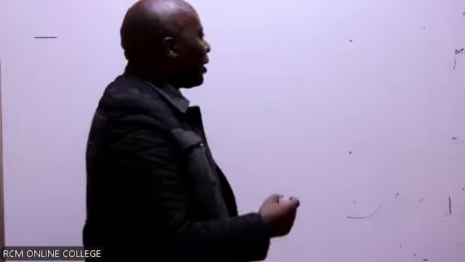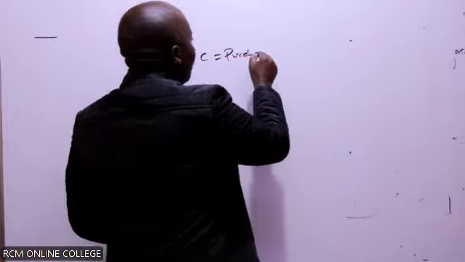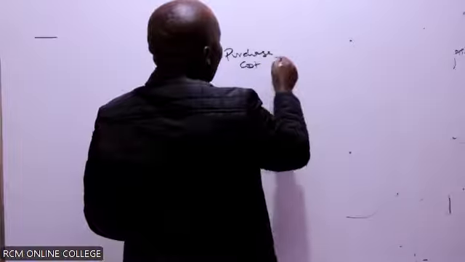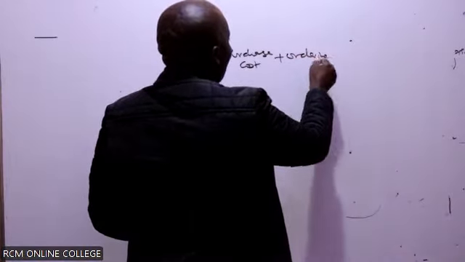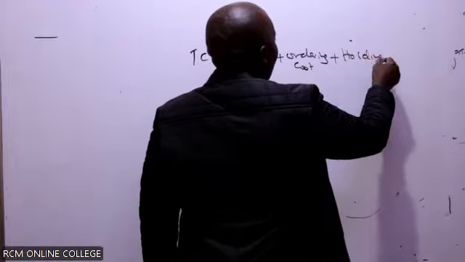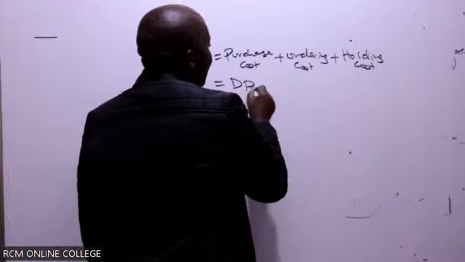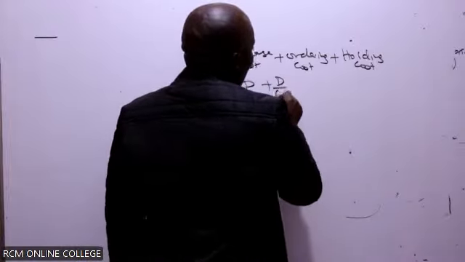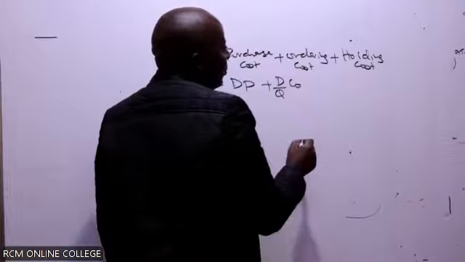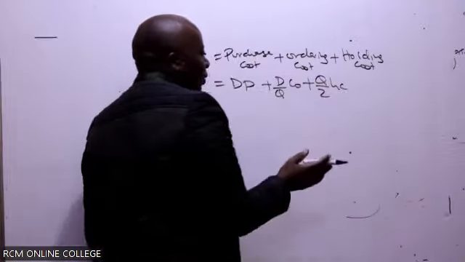Repeat from total cost. So remember, following the formula, total cost is purchase cost plus ordering cost plus holding cost. So how do we get this purchase cost? It is DP. Ordering cost is D over Q times CO, plus holding cost, which will be Q over 2 times HC. And now you have everything, right?